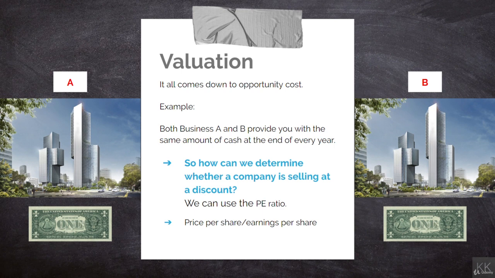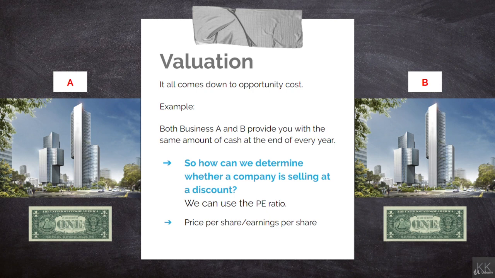You have come across two businesses. Both of these businesses, business A and B, provide you, the owner, with the same amount of cash at the end of each year that you will be able to put into your pocket and take home. Holding all else equal, do you agree with me that both of these companies should go for the same price? They should, right? If they don't, you would quite simply buy the business which is selling for less, because at the end of the day, whether you buy the cheaper or the more expensive business, you'll be putting the same amount of money in your pocket at the end of every year.